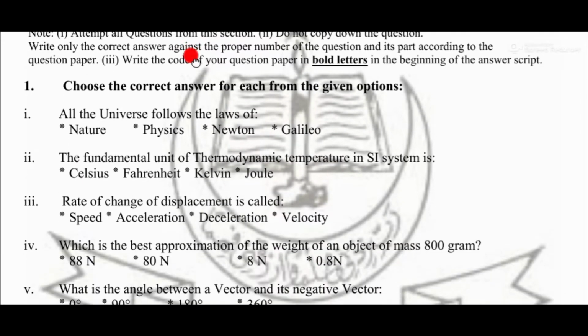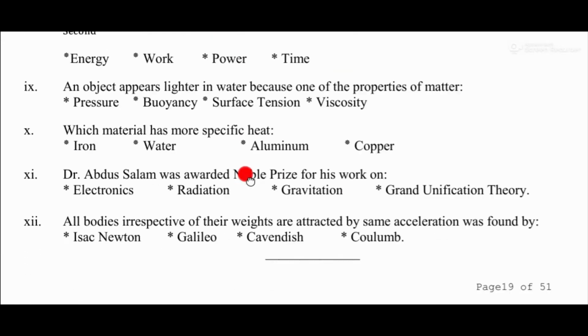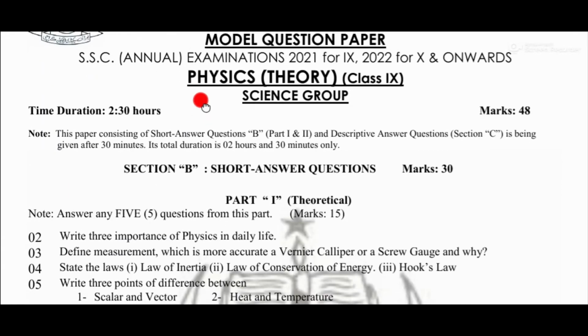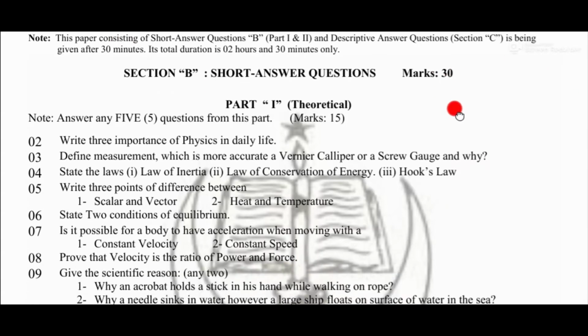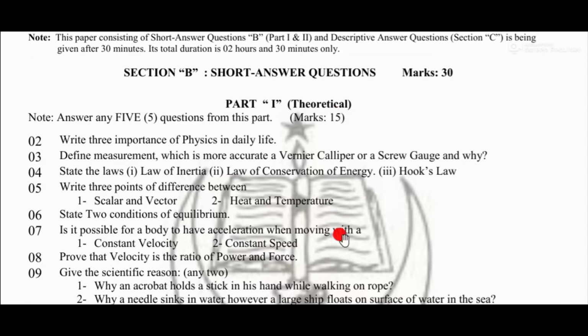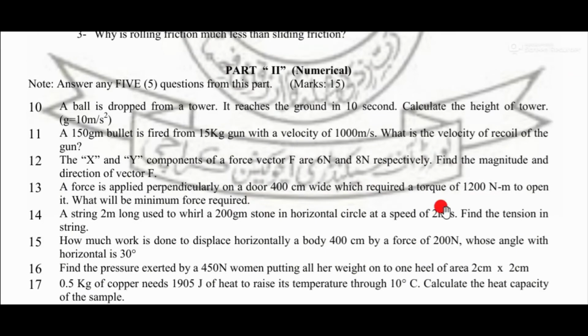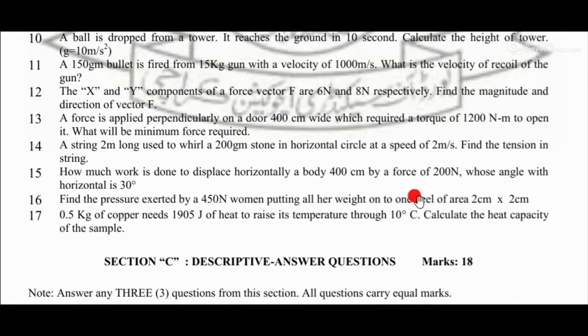And section C, and objective, which is equal to 2 hours 30 minutes. You can attempt the subjective paper in this interval of time, 48 marks you can attempt. It is divided into 2 parts, theoretical and numerical parts, and 30 marks are short answer questions and 18 marks are from long questions.